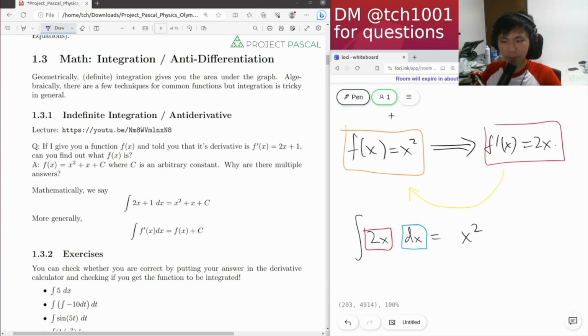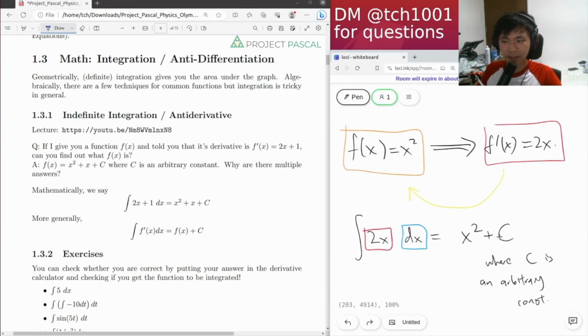Now there's an important point, which is that if I differentiate x squared plus 1, or x squared plus 2, or x squared plus 3, it all gives me 2x. So if I ask you what function, when differentiated, gives me 2x, the answer isn't just a single function x squared. The answer is actually a whole family of functions x squared plus c, where c is an arbitrary constant. So when doing things mathematically, you need to specify this plus c over here. If not, your integral is technically wrong.